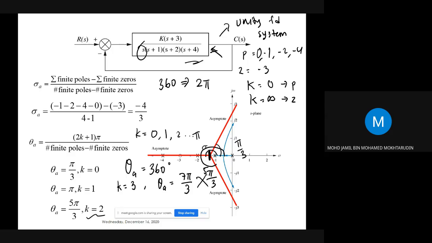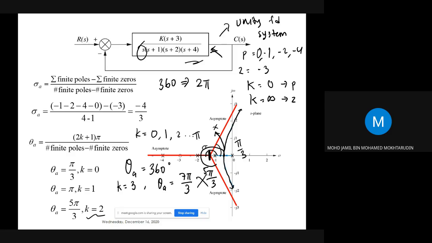So the function of the asymptote is that when your root locus breaks away, it cannot cross this asymptote. Your root locus must approach this asymptote. Okay, approaching the asymptote, but it cannot cross the asymptote unless your asymptote is on the x-axis.